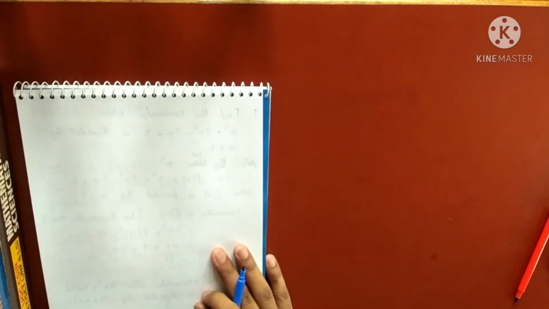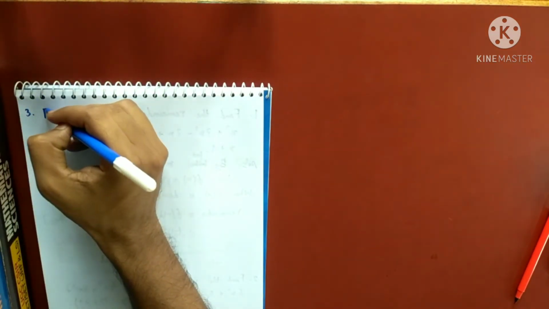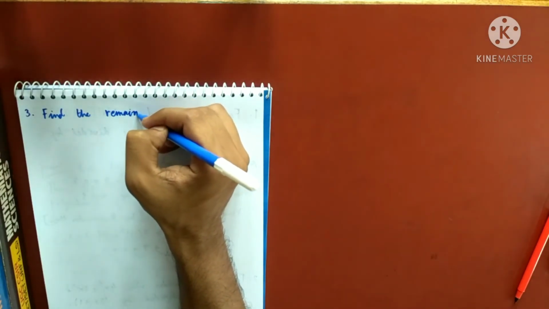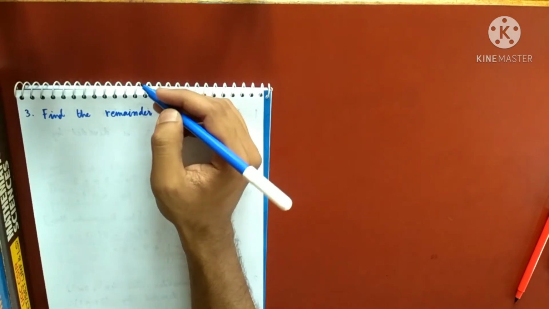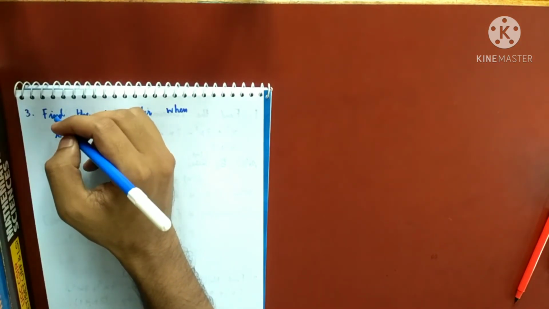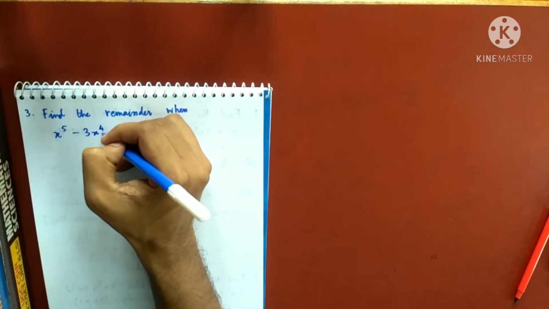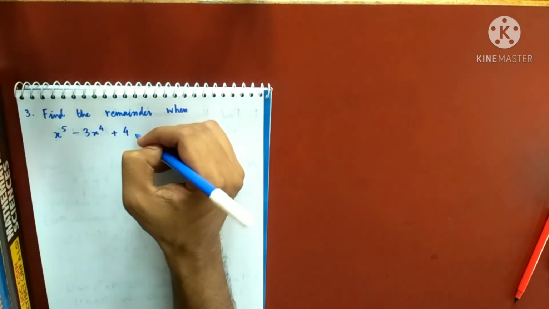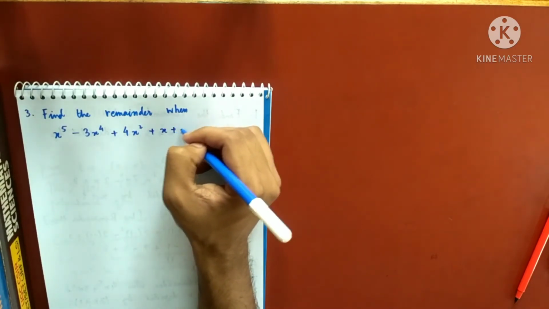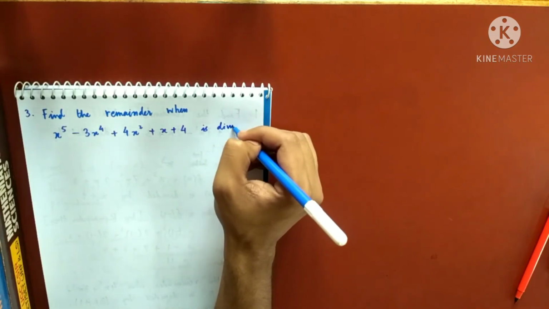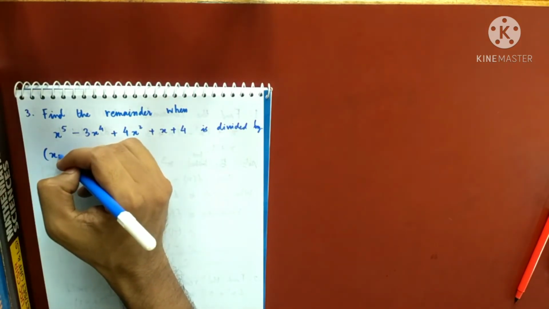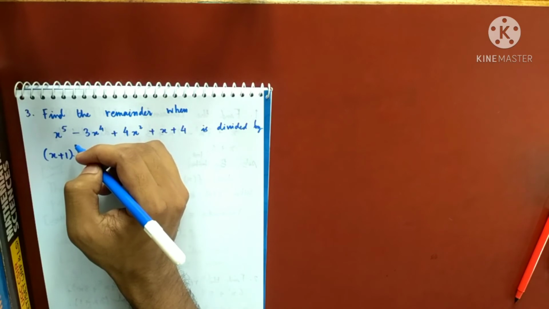So here I have another question, number 3. Find the remainder when x to the power 5 minus 3x to the power 4 plus 4x square plus x plus 4 is divided by x plus 1 into x minus 2.